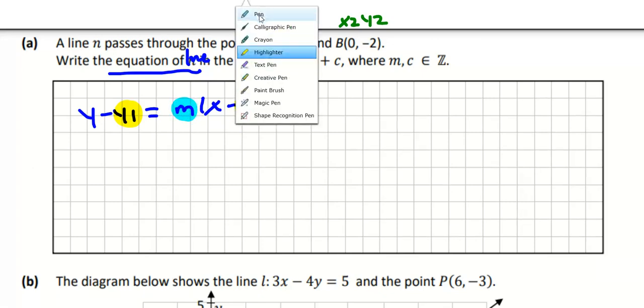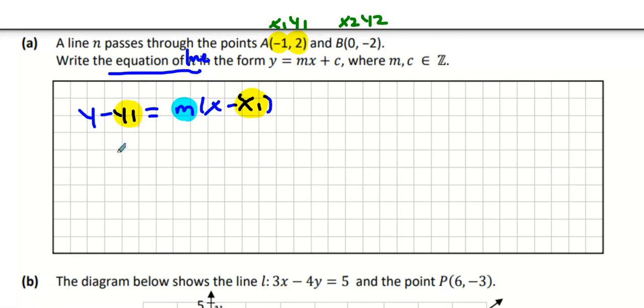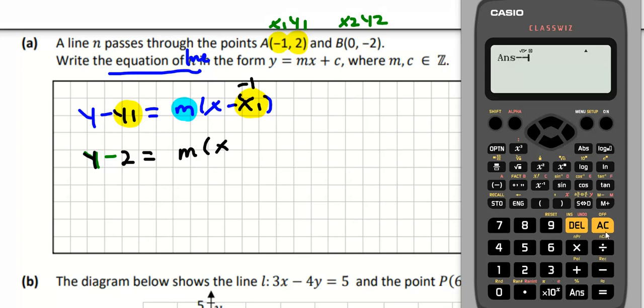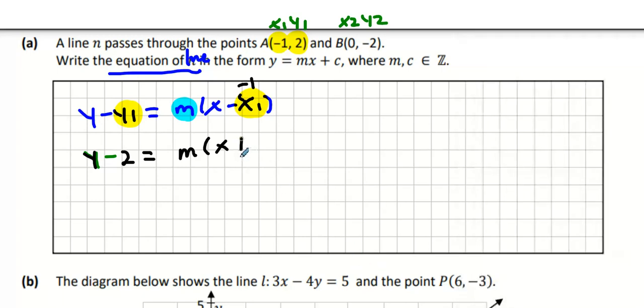Now to get attempt marks, what you do is you could try fill it in already. So you just go y, take away y1, which is 2, equals m into x minus minus 1. Minus minus 1 when you use your calculator should give you +1. So happy days. Next thing you need is the slope formula. Slope formula is on page 18 of your notes, and here it is here.